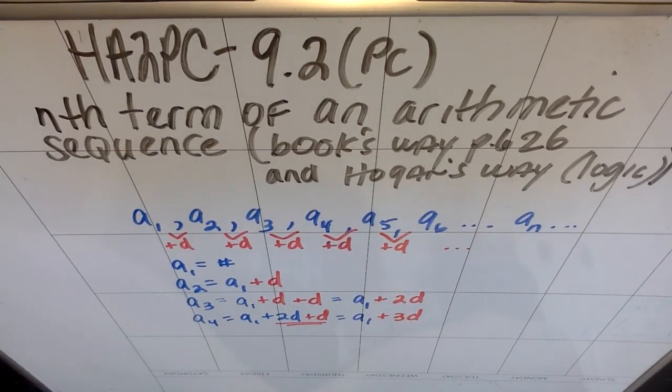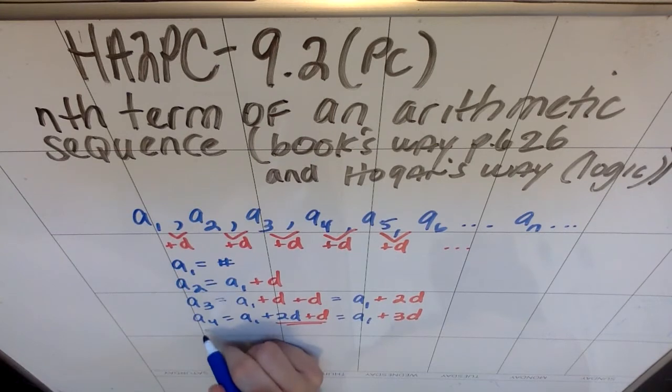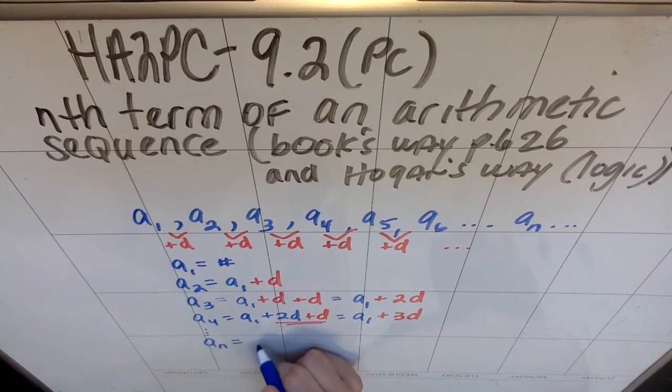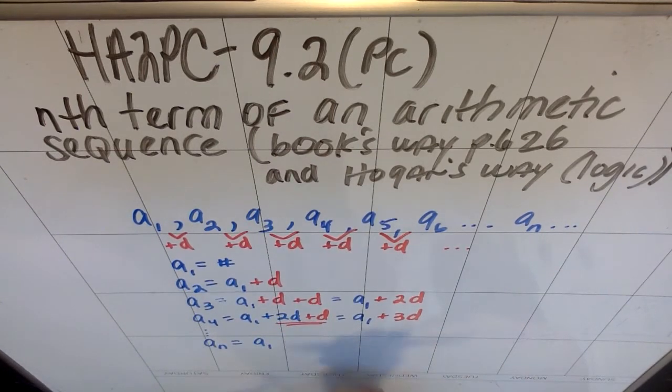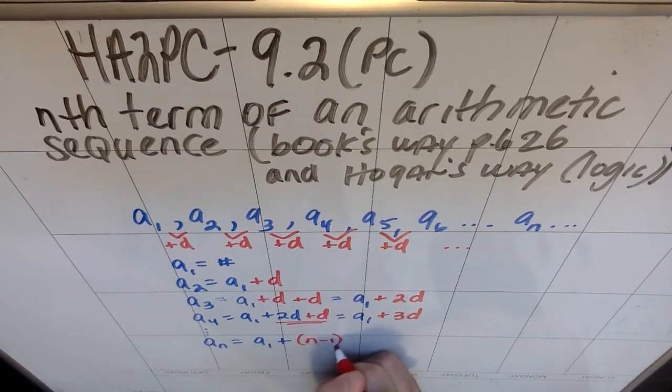Okay, so if we were to look at this pattern, I think what we can figure out is that if I want the nth term, so dot, dot, dot, a sub n, it would be the first term, and then what I would add is n minus 1 of the common difference.